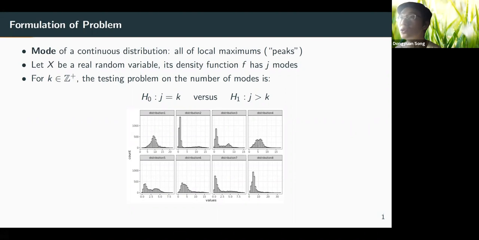For k belonging to the positive integers, the testing problem for the number of modes j has the null hypothesis j equals k, versus the alternative that j is larger than k. Here are some distributions from my research projects. Distributions 1 and 8 look unimodal, but distributions 2 and 3 look like they have at least 2 peaks. That's the problem we want to identify in this testing problem.